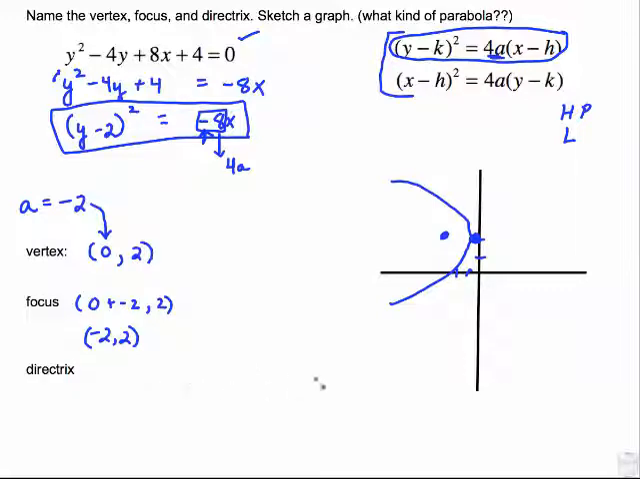where it belongs. The directrix is a vertical line because this is a horizontal parabola. Therefore, this is x equals 0 minus negative 2, which gives me x equals 2. And that's all we had to name.